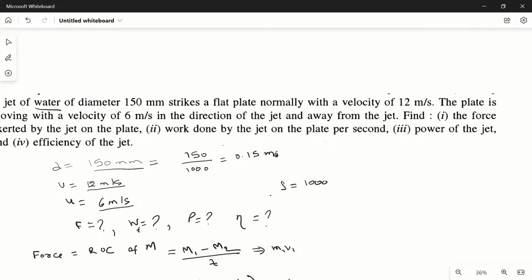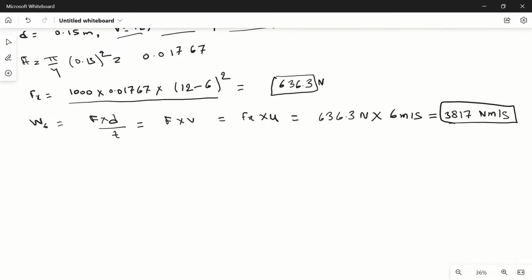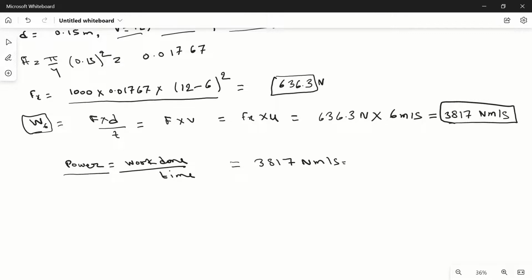Then we have to find power of the jet. So we have to find out the power of the jet. So now we can see that power is work done divided by time. But we have already found out work done per unit time. So it will be same as power. So it is 3817 Newton meter per second or 3.817 kilowatt. This is power.